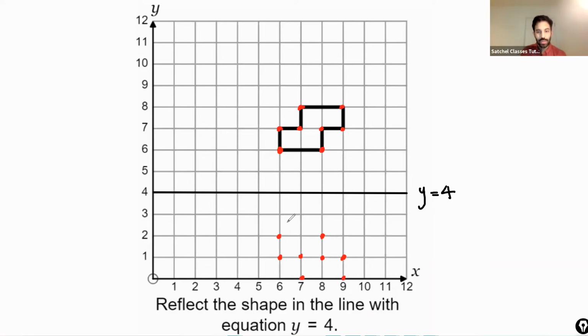And then we just need to join the points up. And our shape will look something like this. Again, use a ruler when you do this, it's very important.